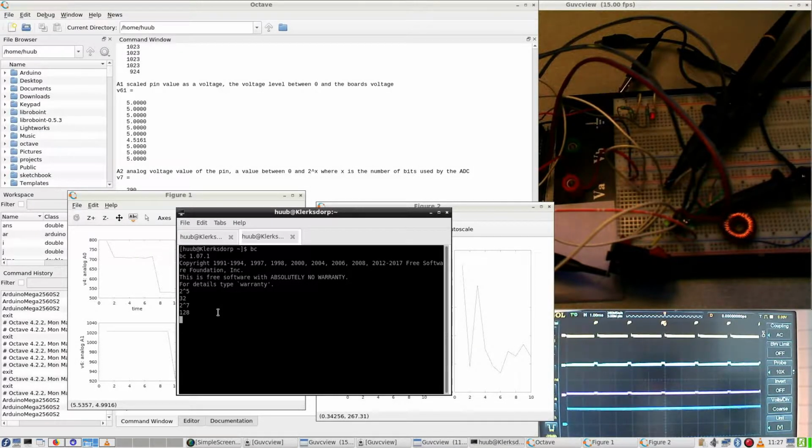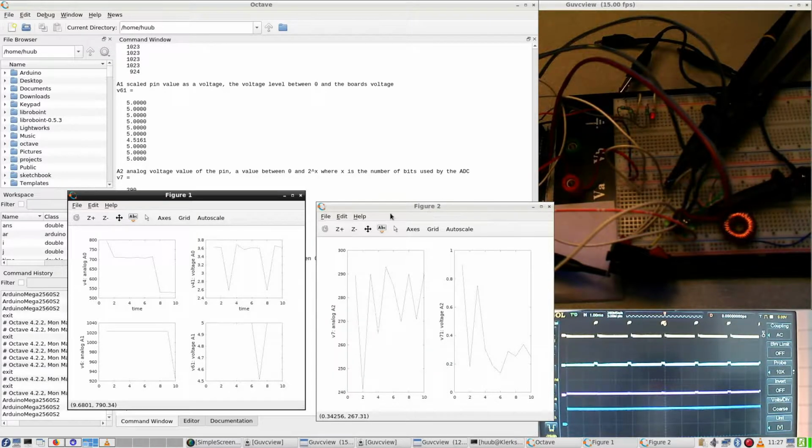Seven bits? No, because I think the max was 256. But then again, 2 to the power 10 is 1024. So if you look at this, why are those values different in time? That doesn't make sense to me.